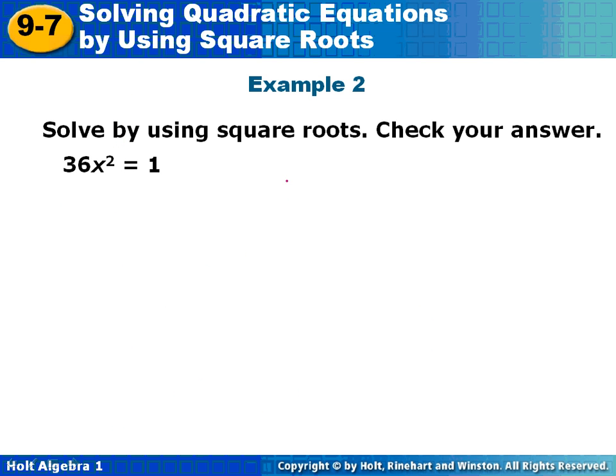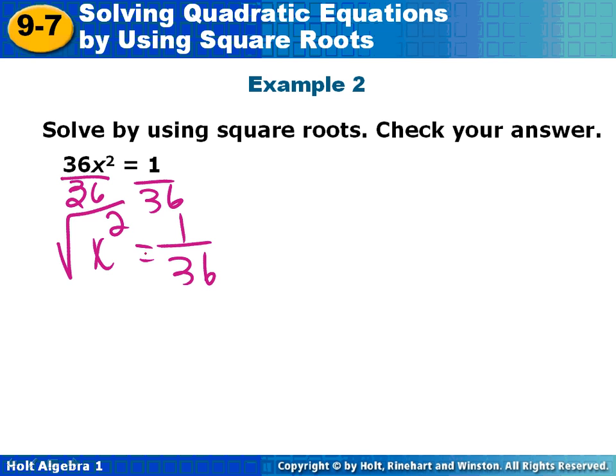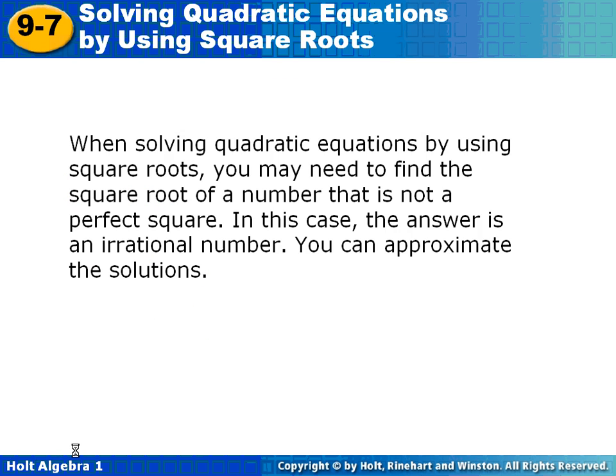Example 2. This one already has the 1 on the other side, so I just need to divide both sides by 36. That gives me x squared equals 1 over 36. Take the square root of each side. Now 1 times 1 is 1, and 6 times 6 is 36. I still need two answers, so how do I write that? That's right, with a plus and a minus, 1/6.